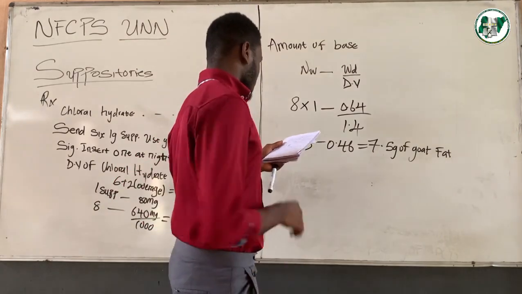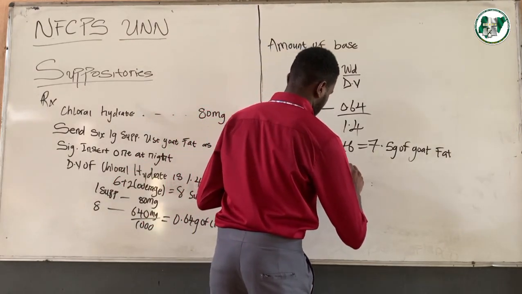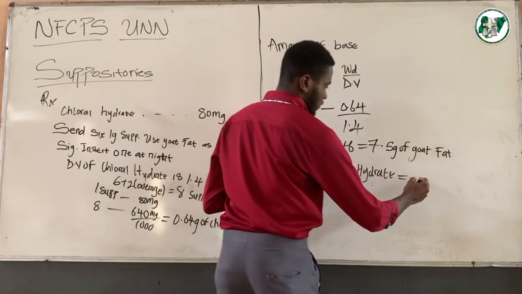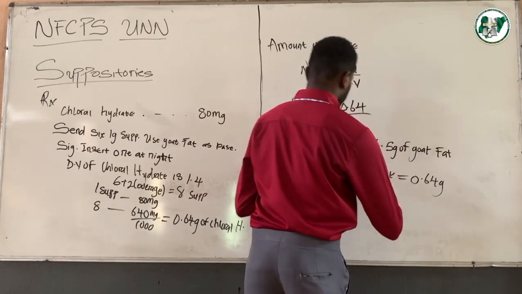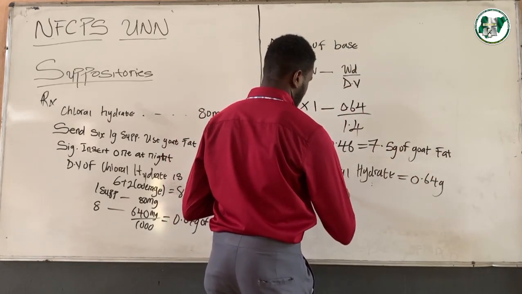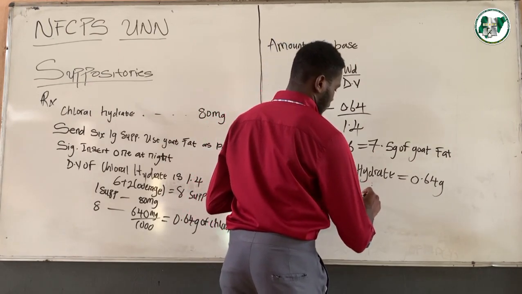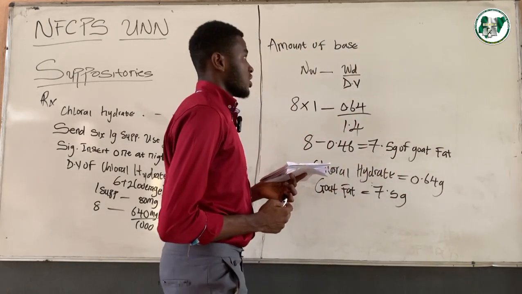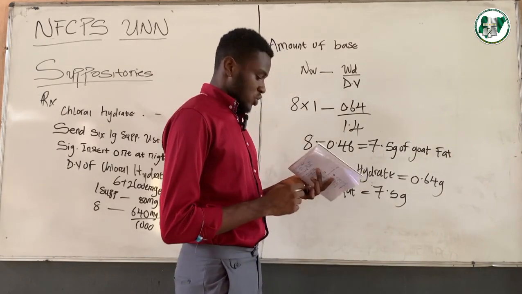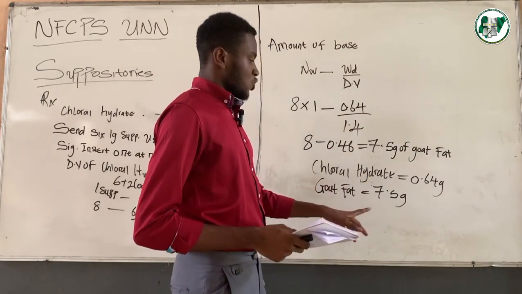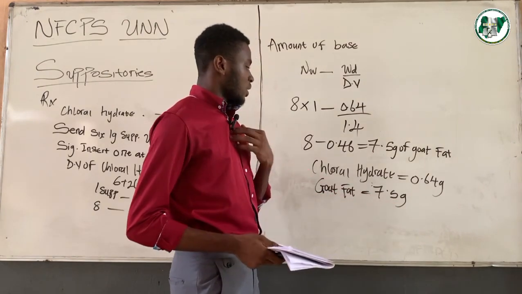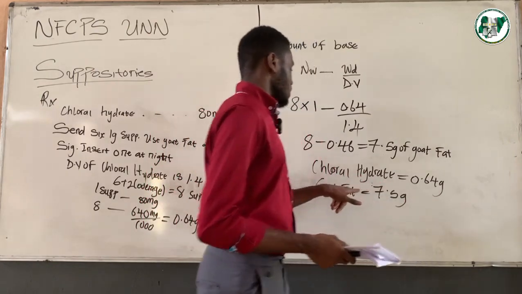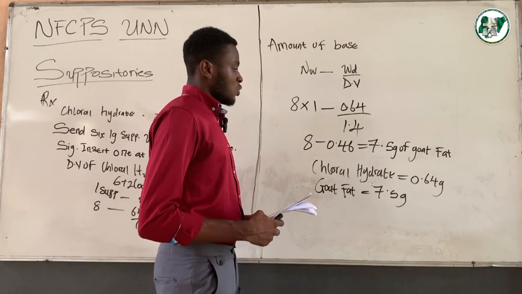So our working formula will then be chloral hydrate 0.64 gram and goat fat 7.5 gram. So our procedure for this particular practical is going to be like, after an appropriate calculation was done, 7.5 gram of goat fat was weighed into a crucible in a water bath and was now melted. Then 0.64 gram of chloral hydrate was now measured into the crucible and was mixed till a homogeneous mixture was formed.